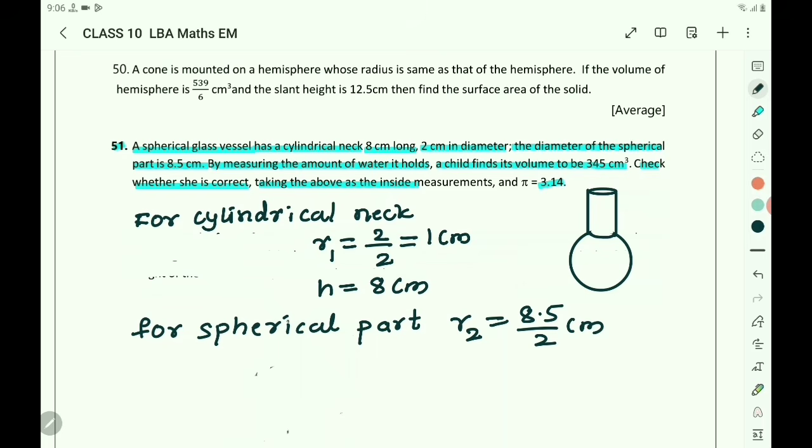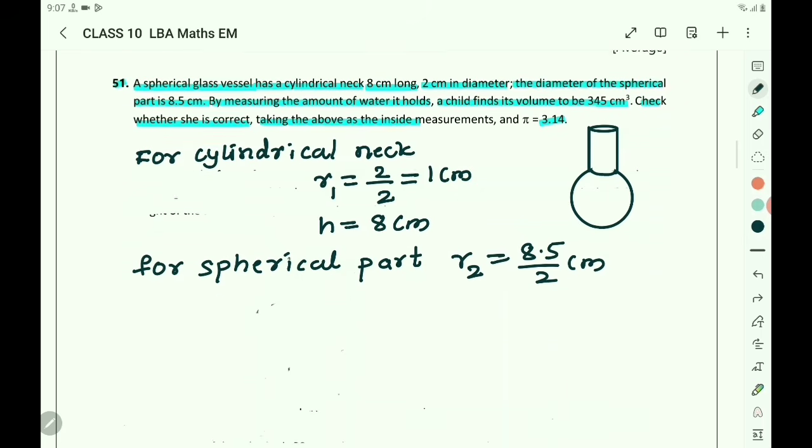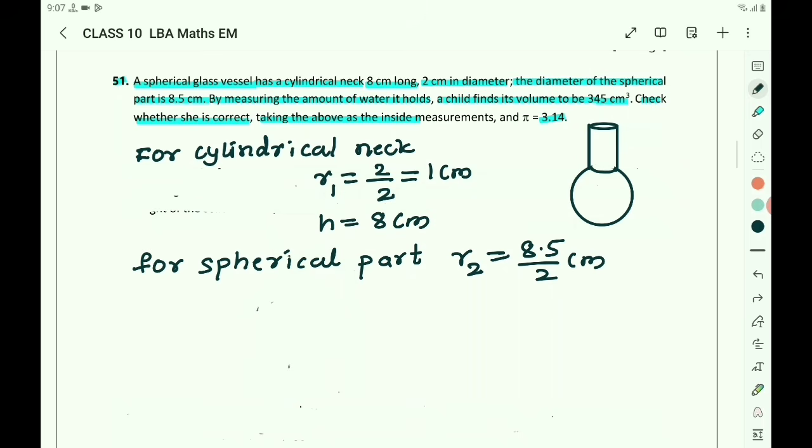Here we have to find the volume, whether the volume which is measured by the child, amount of water it holds, is 345 cm cube. Child measures that the volume of water inside the vessel is 345 cm cube. We have to verify it whether it is correct or not. Then you write the formula for the volume. Volume of the vessel is equals to volume of the spherical portion plus volume of the cylindrical portion.